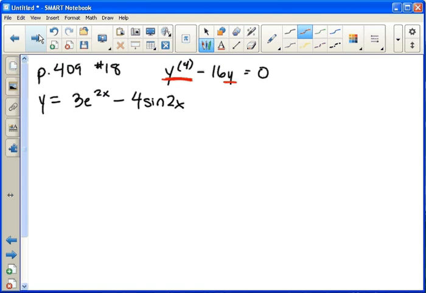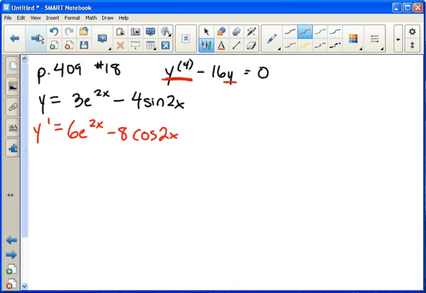So let's get started. First derivative, the derivative of e is itself times the derivative of the exponent, so we need to multiply by 2, 6e to the 2x. Okay, the derivative of sine is cosine, and because of the chain rule, I need to multiply by 2, because that's the derivative of the inside. So I get negative 8 cosine of 2x.